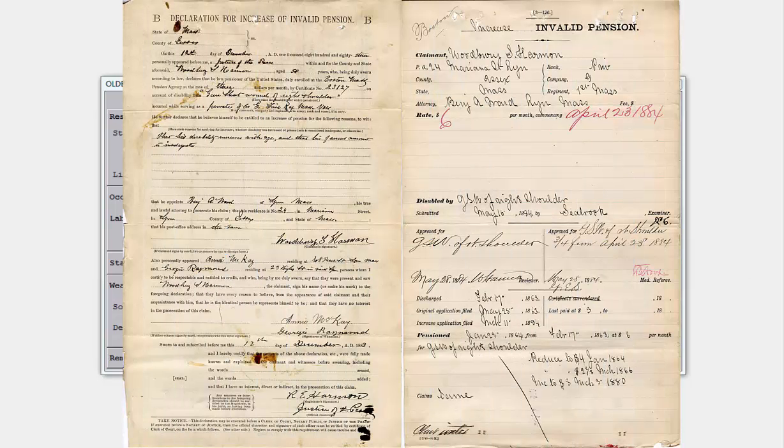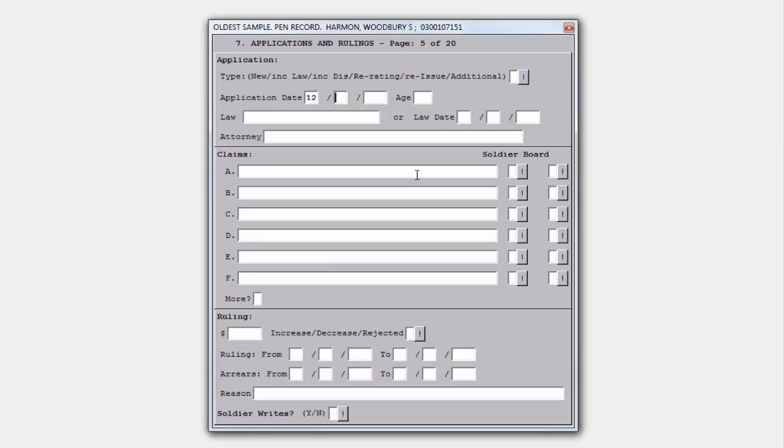The soldier filed for a pension increase for disability on December 12, 1883. He is 50 years old. His attorney is Benj A. Ward. The soldier claims and is approved for disability due to a gunshot wound in his right shoulder. He receives an increased rating of $6 per month commencing April 23, 1884.